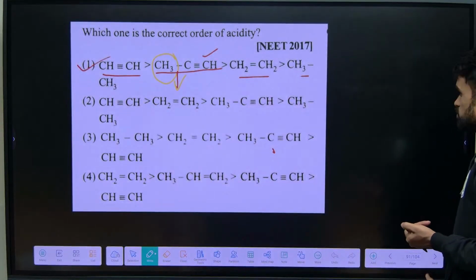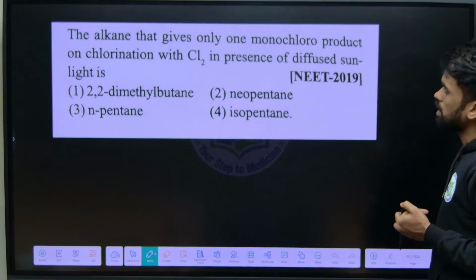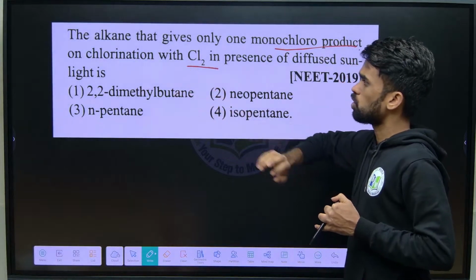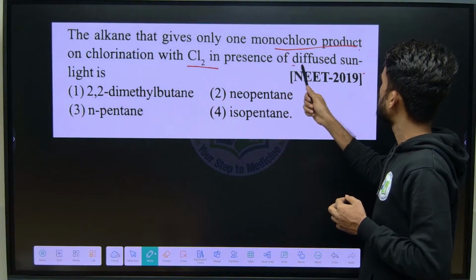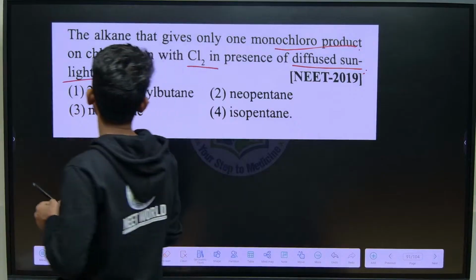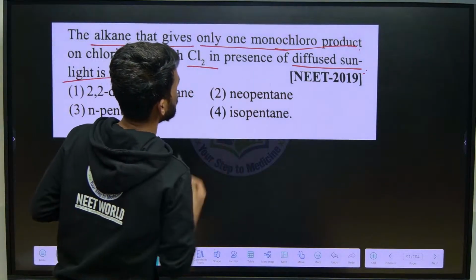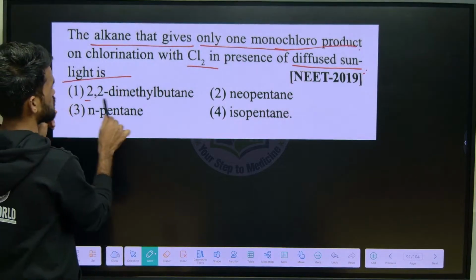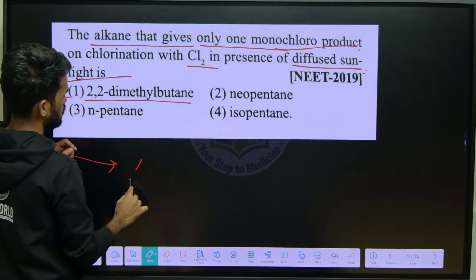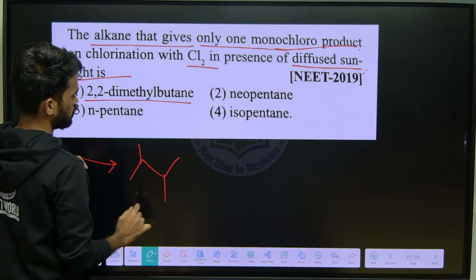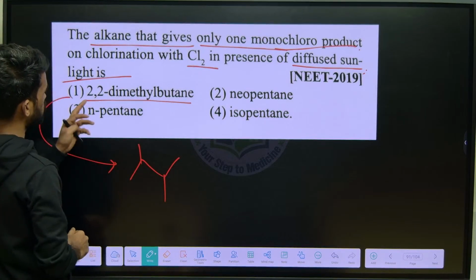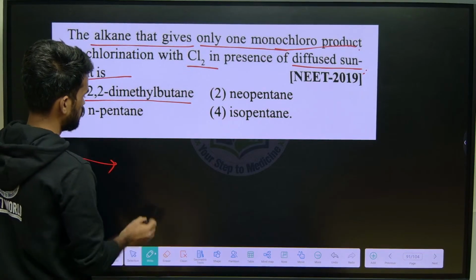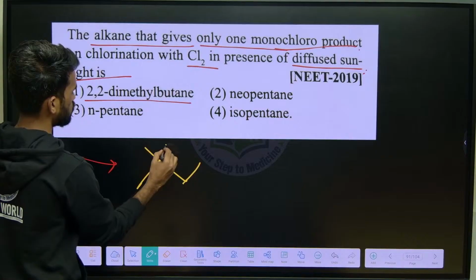Okay, next. The alkane that gives only one monochloro product on chlorination with Cl2 in the presence of diffused sunlight. What they are saying is an alkane that gives only one monochloro product. So you just write the structures. First write butane; this is 2,2-dimethylbutane.